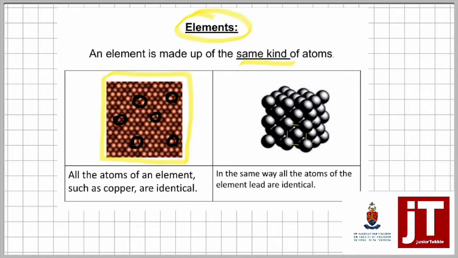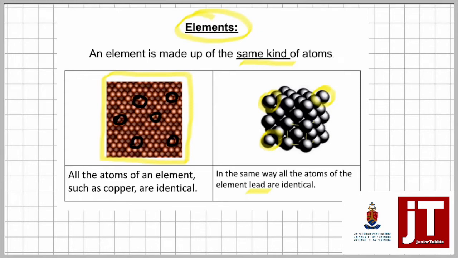On the other hand, if we look at lead, lead is also an element. It's made up of atoms, but the atoms of the lead are different to the atoms of the copper. Now, the lead atoms are all identical to each other, and the copper atoms are identical to each other. So every element is made up of a certain type of atom which is unique to it.